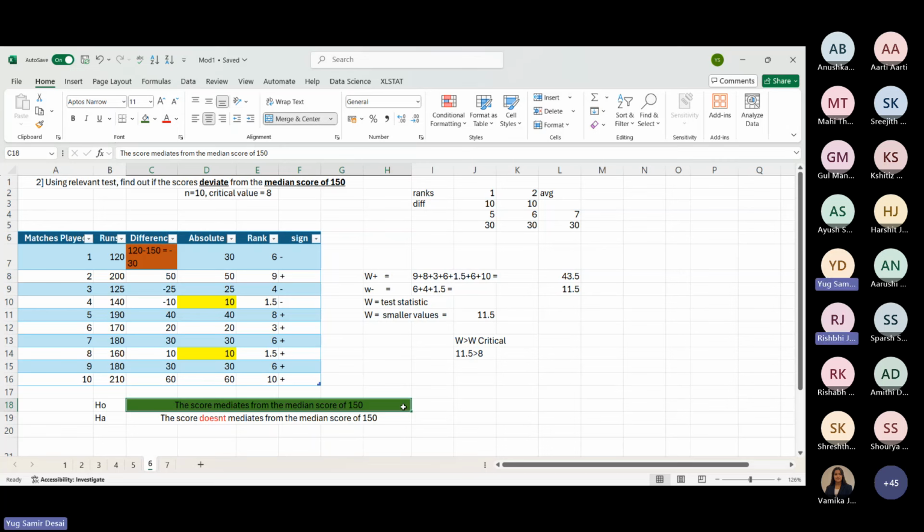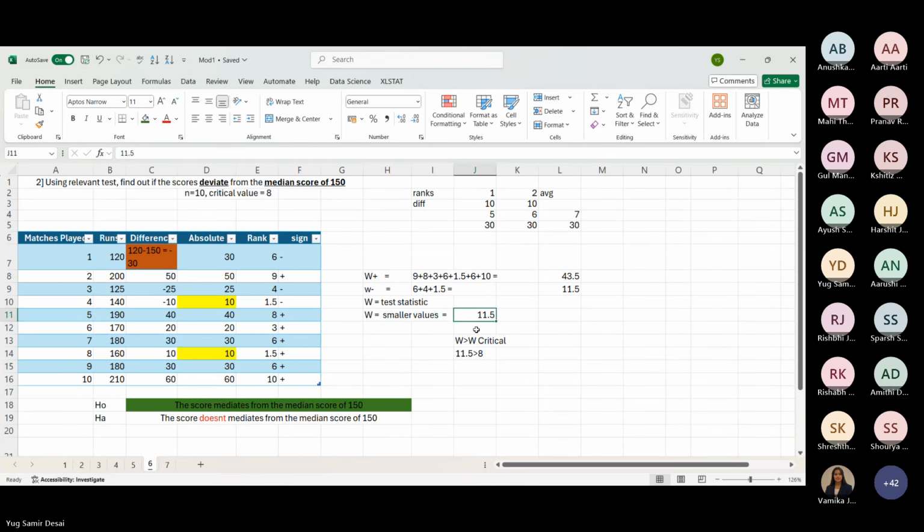Can you explain why we took 11.5, like the whole W positive and W negative? Can you explain that part again? Okay, so W positive is the summation of all the ranks for which we had the difference positive. Yes, I got that, but why are we choosing 11.5?